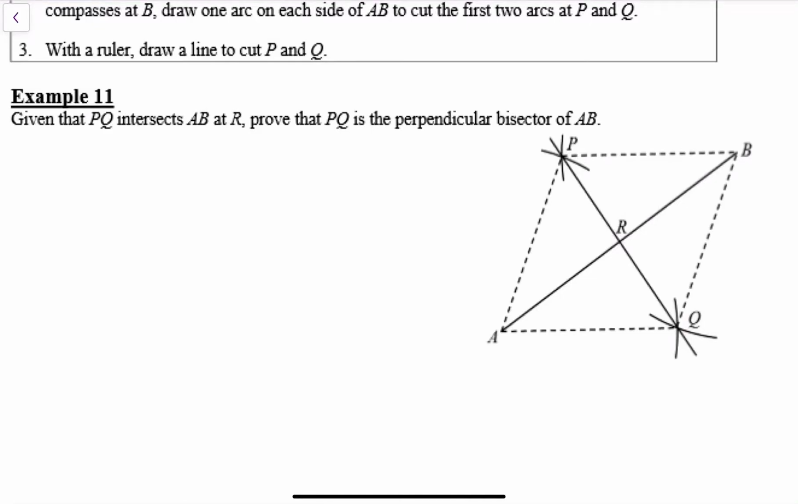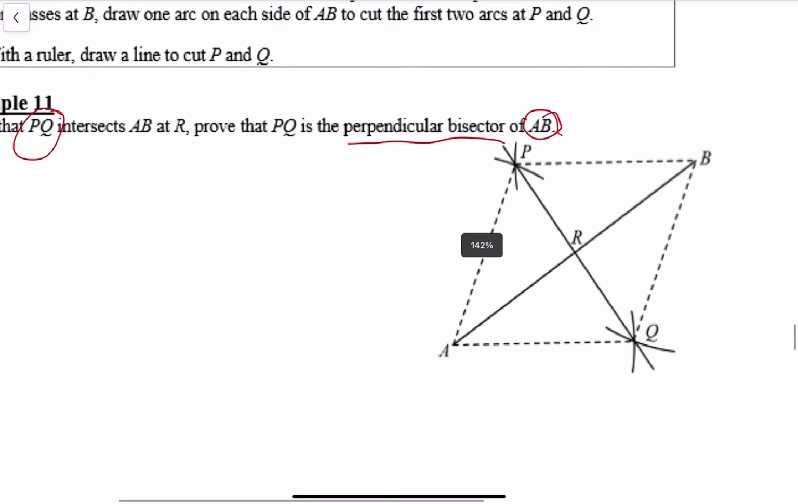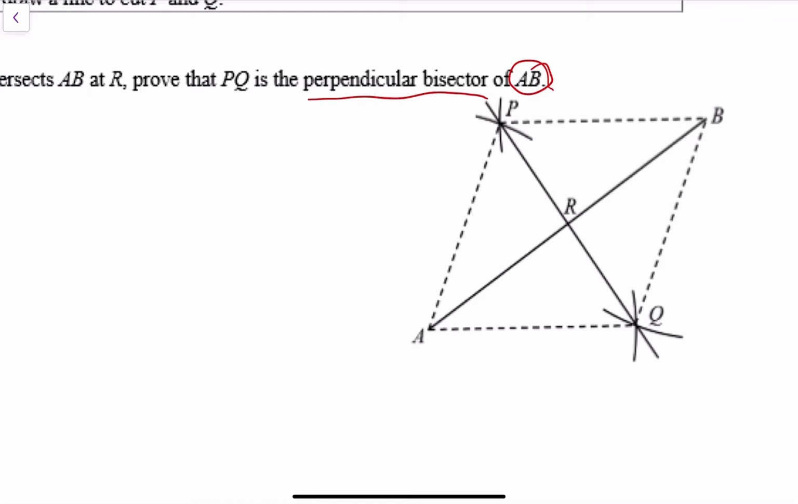Okay guys, let's look at example 11. This is asking you to prove that PQ is a perpendicular bisector of the line AB. Do you still remember how it was drawn or not? To prove something, whether it's a perpendicular bisector, you first need to remember how it was constructed.